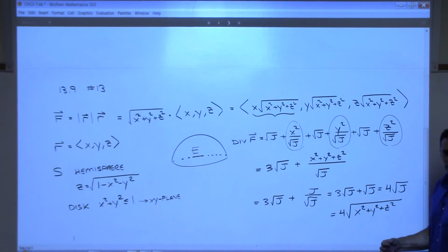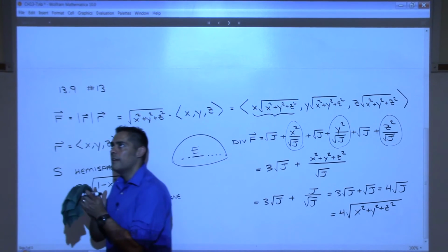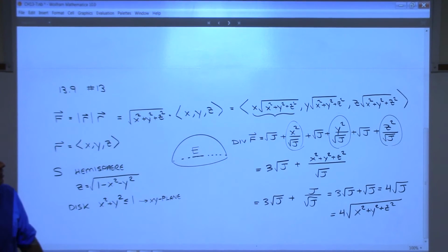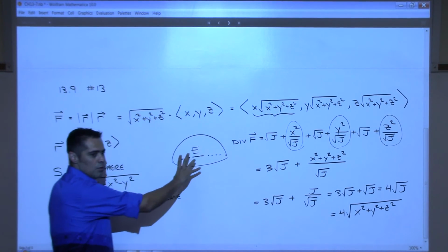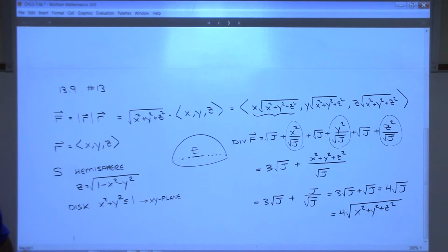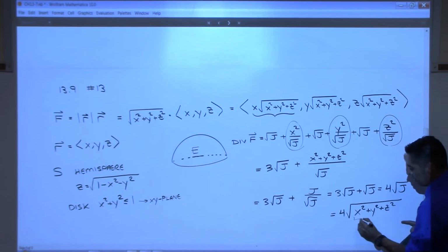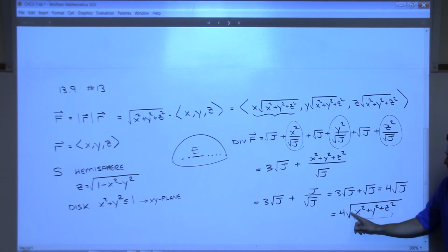But look at our region, E. How can I represent that region? Spherical coordinates, right? That's perfectly suited for spherical coordinates, isn't it? And if I go to spherical coordinates, what is the square root of x squared plus y squared plus z squared? That's rho squared, but then square root, so that's just rho. This is just 4 rho. That's all that is.